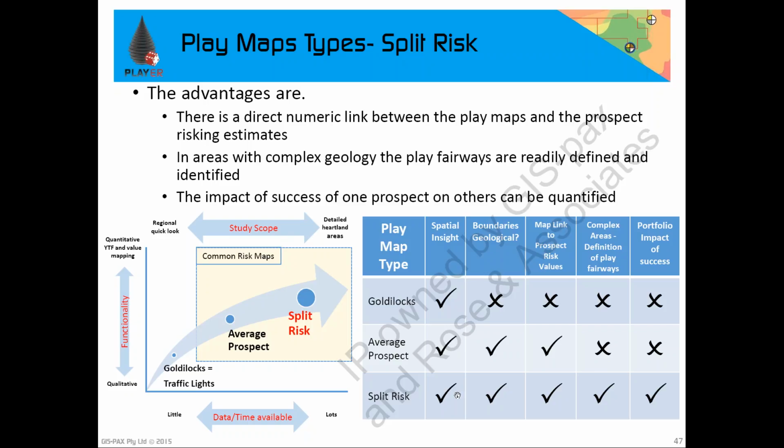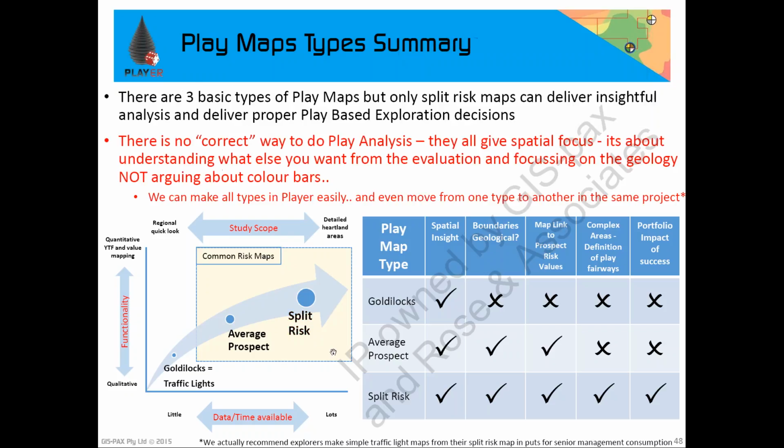The key takeaway here is that in most cases you're going to draw very similar polygons between traffic light maps and split risk maps. They're not going to be that different, and in many cases they may be exactly the same polygons. So the only difference between the traffic light map and the split risk map is instead of putting one color in, you're putting in 2 numbers, and that's the only difference. So once you learn how to do this, people very rarely go back to traffic light maps because there's not that much work involved in going through to split risk mapping.